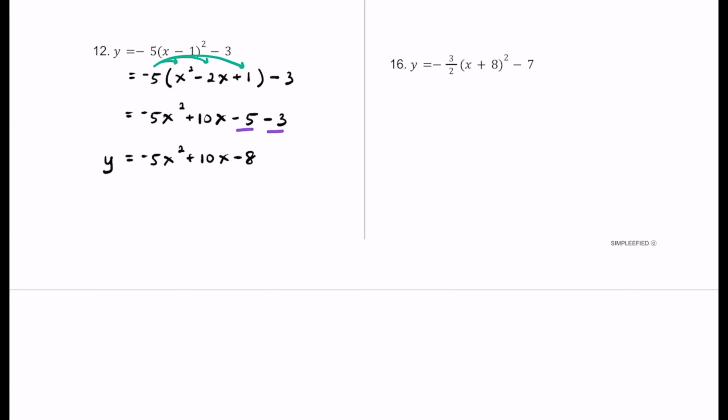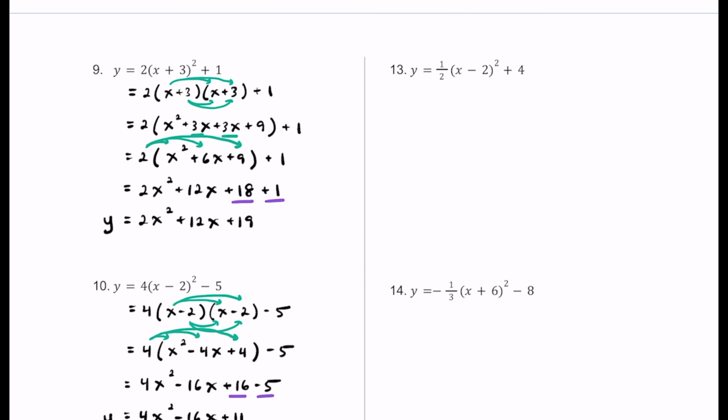Hopefully that didn't go a little too fast, but if you can FOIL out those perfect square trinomials without writing it out, that'll save you a little bit of time as well. But if you're making mistakes, then totally write it out, up to you. Okay, so a is equal to negative 5, b is 10, and c is negative 8.